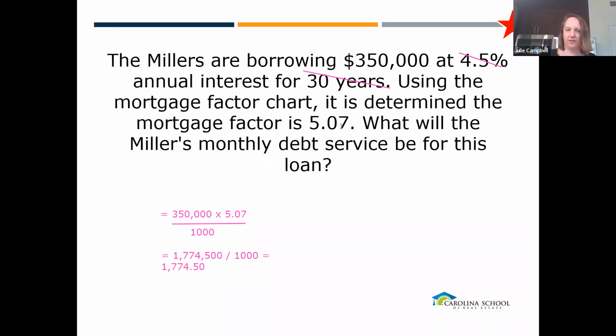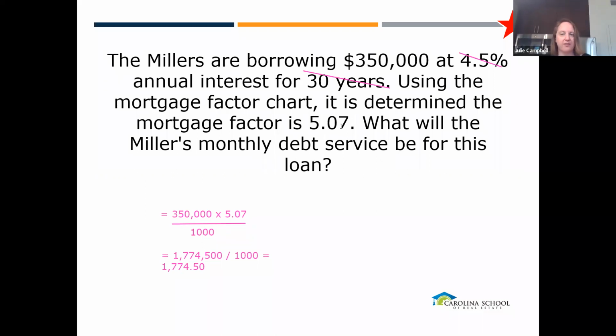So let's see. I got a few things in the chat. The difference between the interest rate and the rate factor. The rate factor is the mortgage factor, is what the lender uses to determine what your monthly payment's going to be. And your monthly payment consists of two parts: principal and interest. So the interest rate is figured, but the mortgage factor or the rate factor lets the lender determine what your monthly payment is.